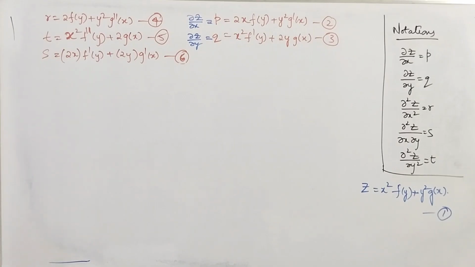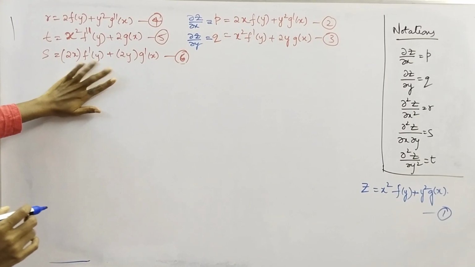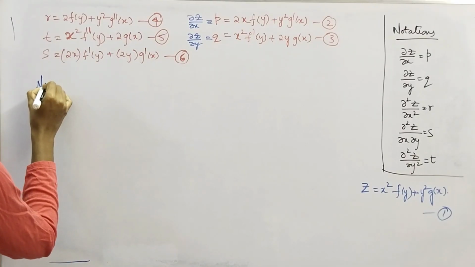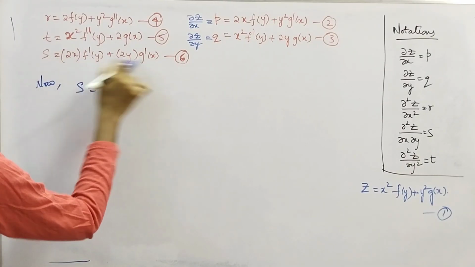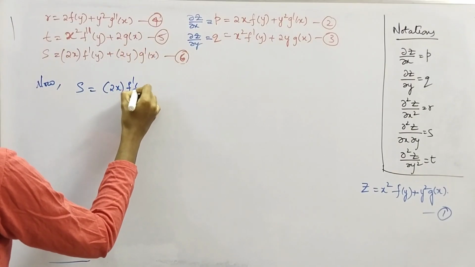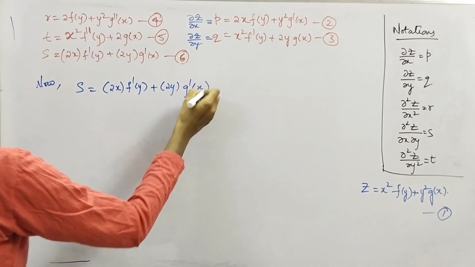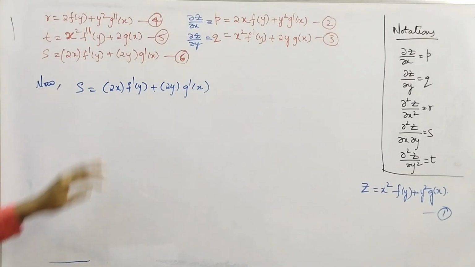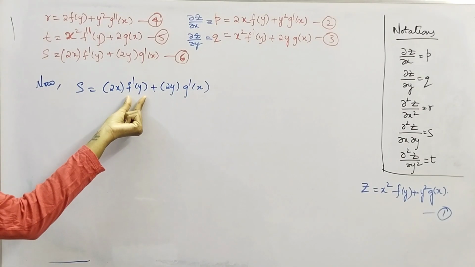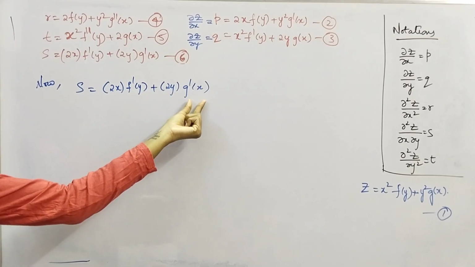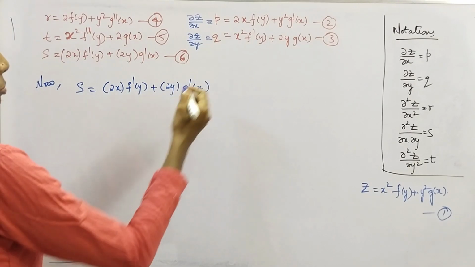So here I'll consider s as a game changer to our problem. Now I'll take this s, s equal to 2x f'(y) plus 2y g'(x). Now we can find the partial differential equation using this. But here we need the values of f'(y) and g'(x). Now let's find them, starting from p.